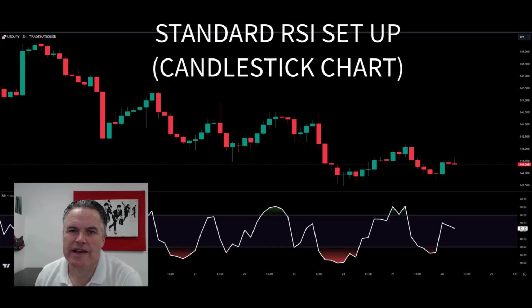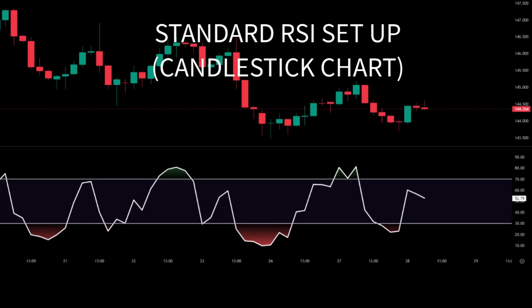Now, I first wanted to start with the standard RSI setup on a candlestick chart, just to show you the power of Renko when you add the two together, and also why just following the standard rule book on RSI can limit your options and trading activity, and I think can be improved upon by using, like I said, these new methods combined with Renko to make much more powerful setups. So if we take a look at the chart, we've just got the USD JPY currency pair here, 3-hour chart. Down the bottom, the RSI.